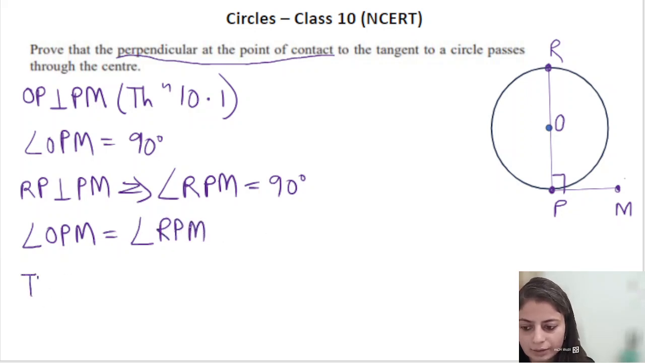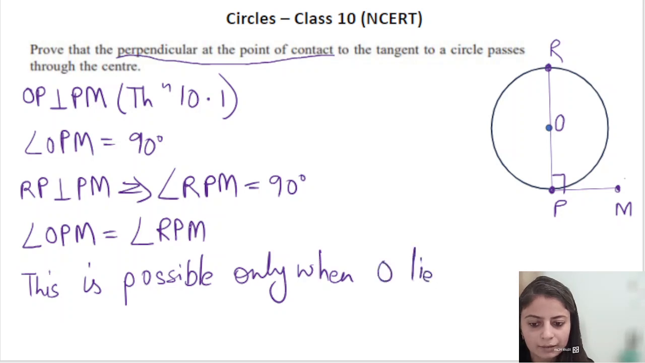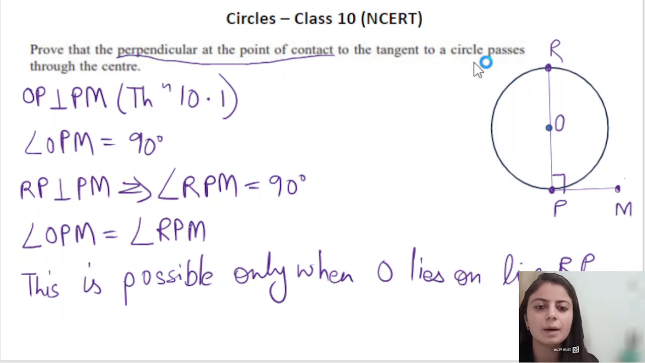and this is possible only when O lies on line RP, right? So we have proved that the perpendicular at the point of contact to the tangent to a circle passes through the center. I hope this is clear.